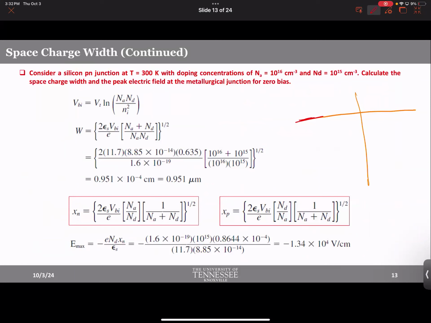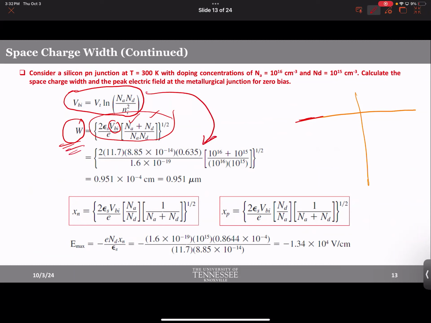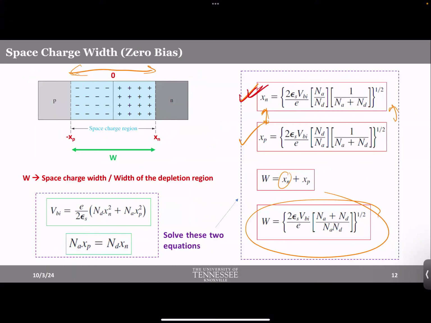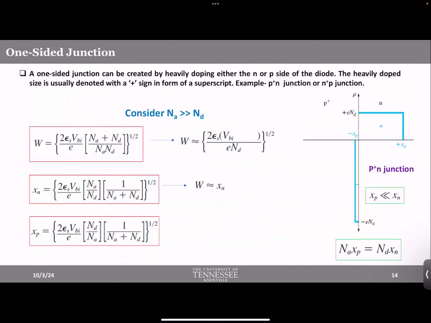Now, first we want to calculate the space charge width, which is given by this equation. You know Na, Nd. You don't know VBI, but you can calculate VBI as well using Na and Nd. So you have all the information you need to calculate the space charge width. And for the peak electric field, which is Emax, the maximum electric field, Nd is given, you need xn. How can you calculate xn? In the previous slide, we saw we have equations for xn, xp, as well as w. Whatever you need, just plug in the numbers. So using these equations is super simple.